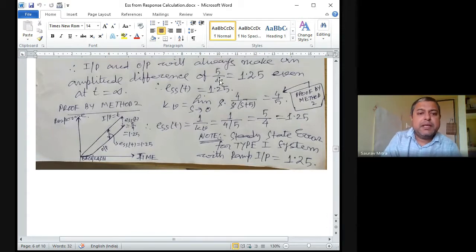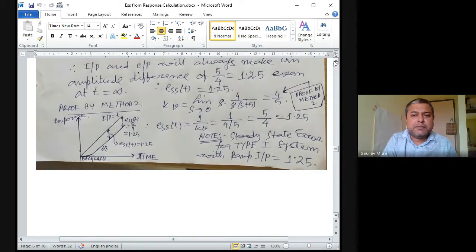So a very important thing, and you can calculate the same thing by calculating kV. kV is equal to limit s tends to 0 of s into G(s)H(s). You'll find that it is equal to 4 by 5. So this is proof by method 2, and ess is equal to 1 by kV. So 1 by 4 by 5 becomes 5 by 4. So e(t) as t tends to infinity by method 2, the static error constants method, you find it is 1.25.